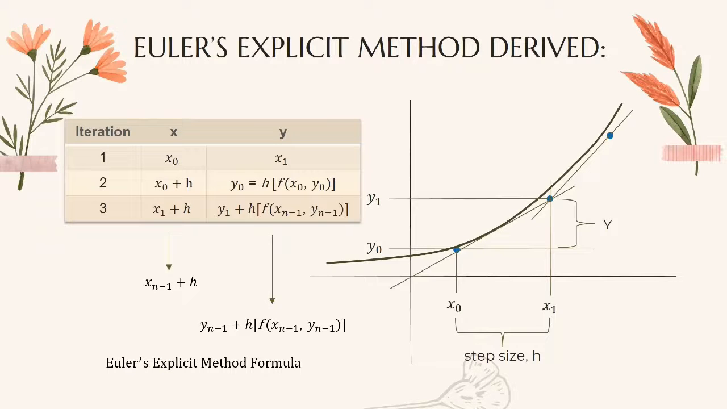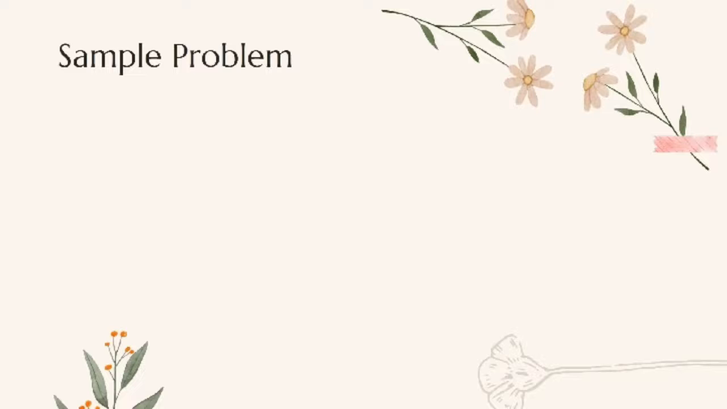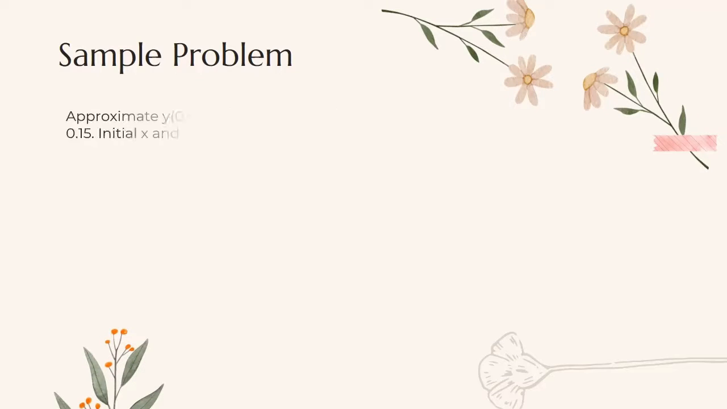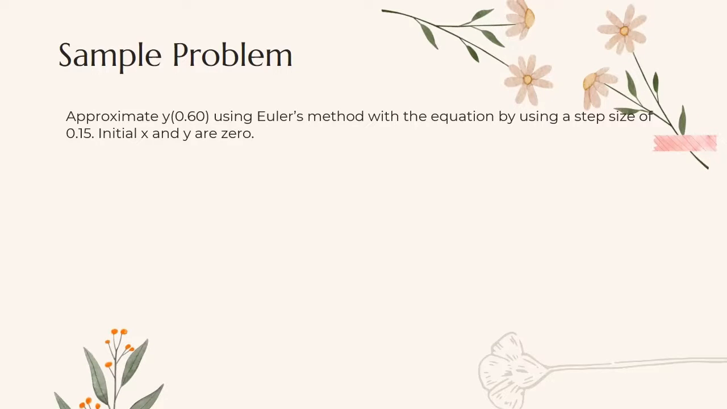We are now going to proceed with a sample problem so that we can showcase this method. Approximate y if x is equal to 0.60 using Euler's method by using a step size of 0.15. Initial x and y are 0. The differential equation is y prime equals x plus 3y. So the givens are x sub 0 is equal to 0, y sub 0 is equal to 0, h is equal to 0.15. And we're going to find the value of y if x is equal to 0.60.